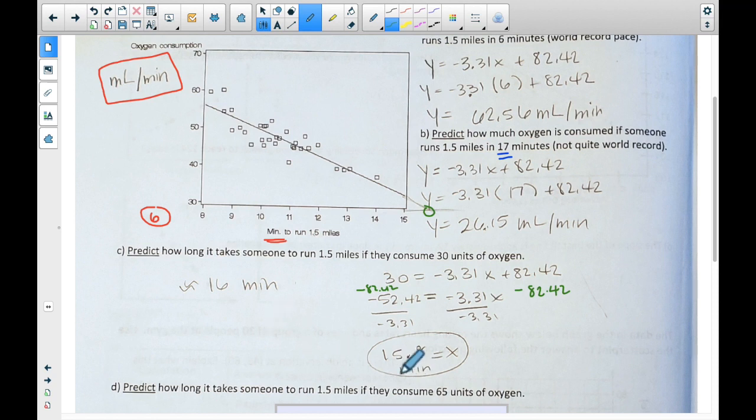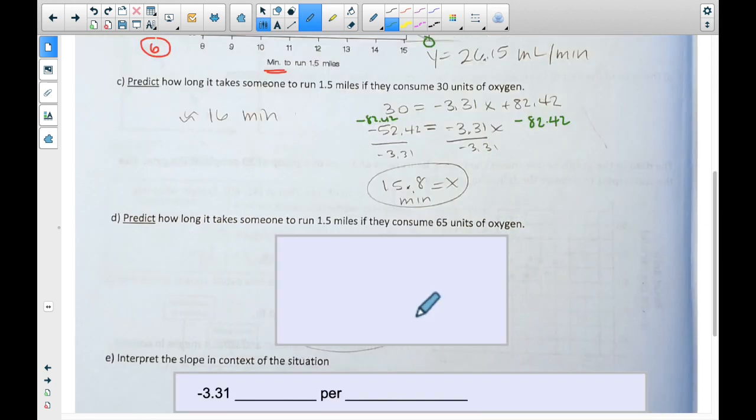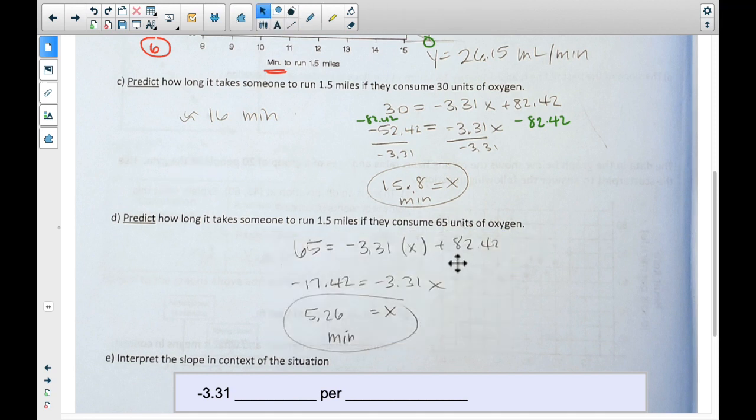Look how close that is. 15.8 minutes compared to 16, that's pretty close. So our algebra can allow us to solve it even more precisely. I had to say about 16 minutes, but I can do the equation and get a much better answer. This next one is just another example of the same type of thing. We could plug in 65 on the left and solve it by subtracting 82.42 and then dividing by negative 3.31, and we would get about 5.26 minutes.